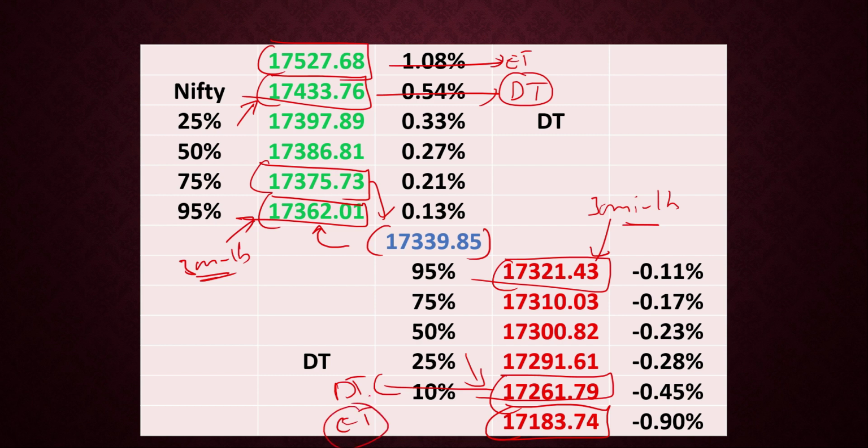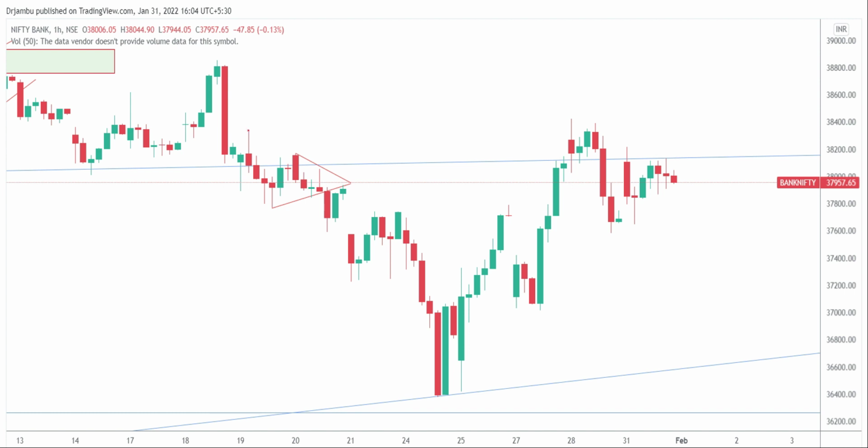We all know that these extreme targets can be achieved whenever there is good momentum in the market, or we can consider these daily targets as our final targets, and book profits once the market reaches our daily targets. So this is about the technical analysis of Nifty 50.